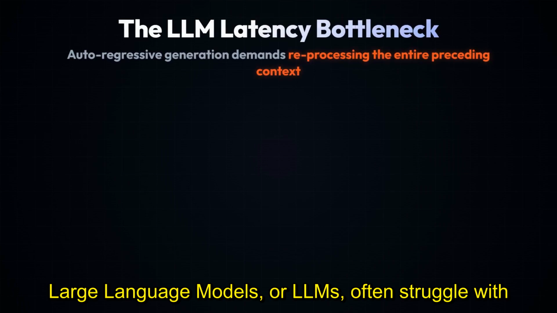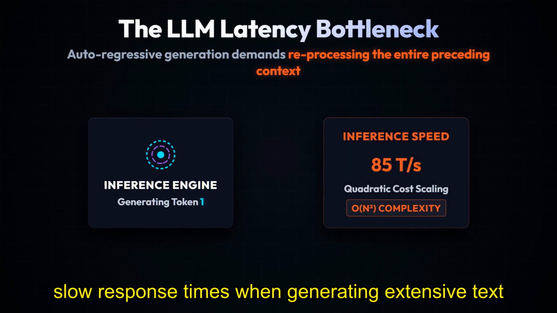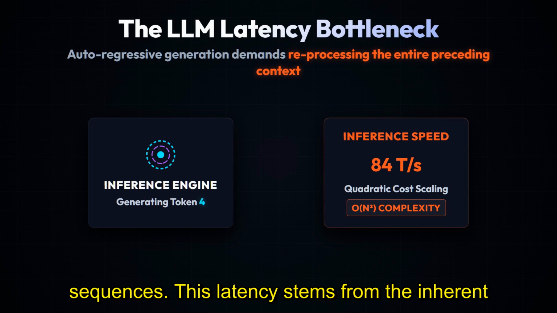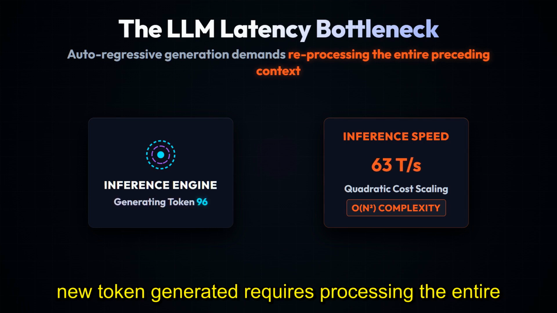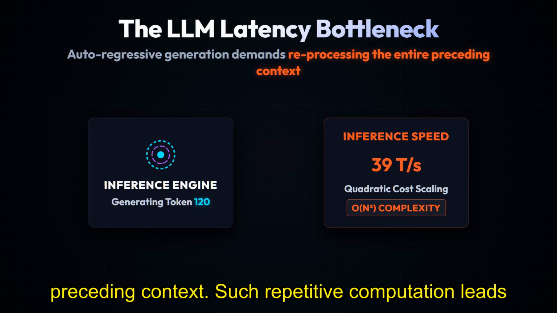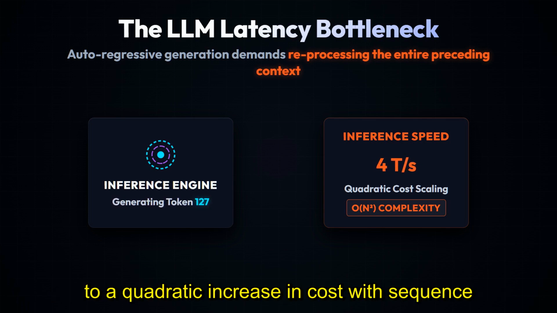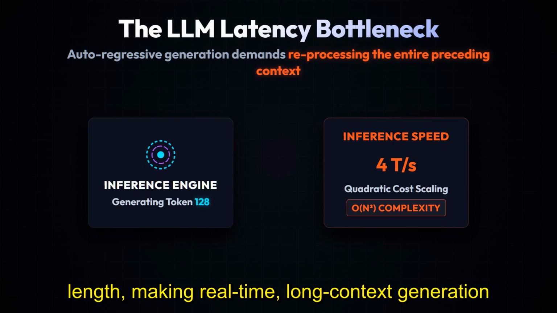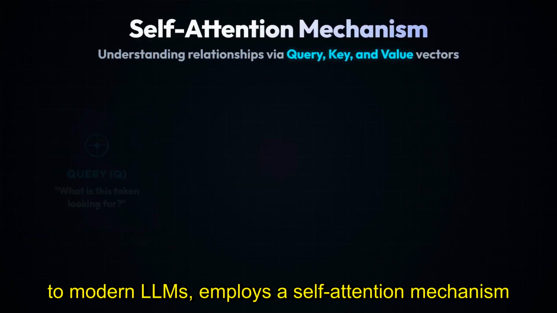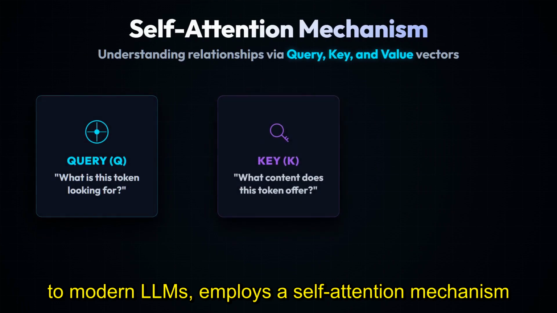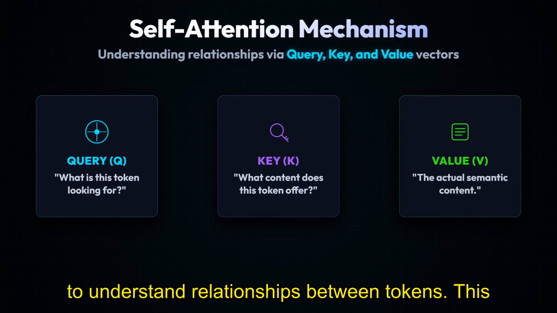Large language models, or LLMs, often struggle with slow response times when generating extensive text sequences. This latency stems from the inherent auto-regressive nature of these models, where each new token generated requires processing the entire preceding context. Such repetitive computation leads to a quadratic increase in cost with sequence length, making real-time, long context generation impractical. The transformer architecture, central to modern LLMs, employs a self-attention mechanism to understand relationships between tokens.